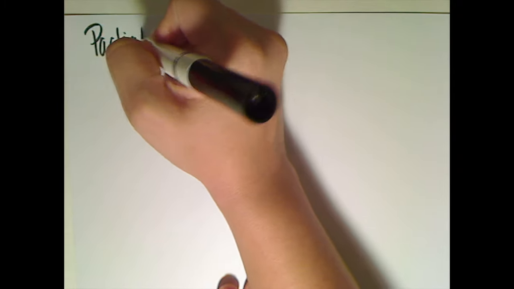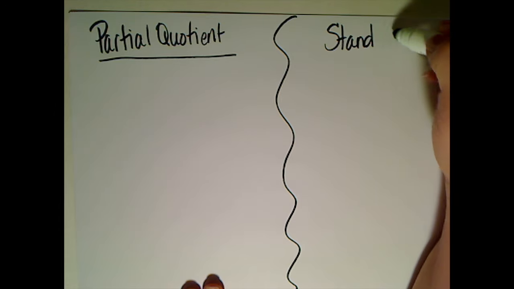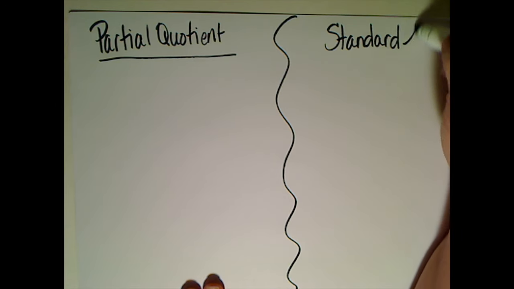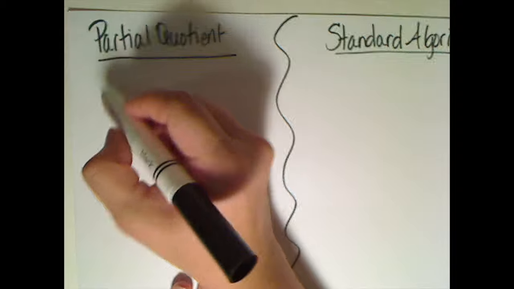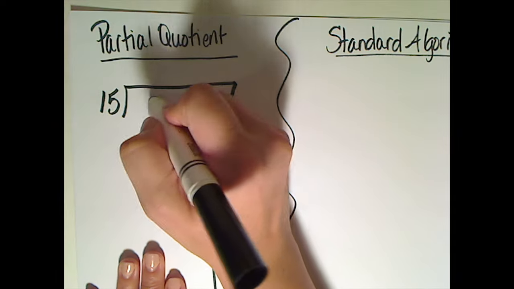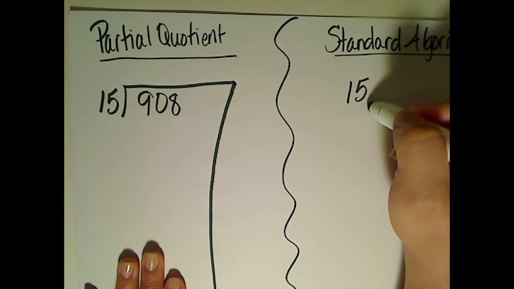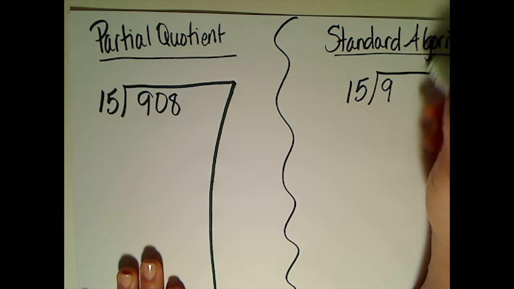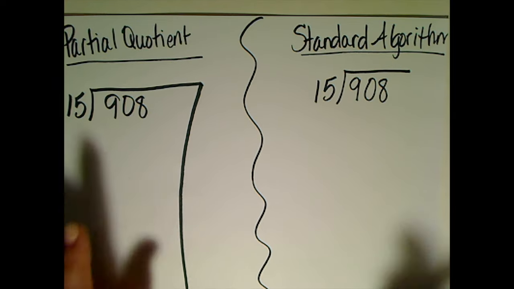We can solve through partial quotient, which we already went through in the computation segment. And we also can solve through, of course, standard algorithm. Okay, guys. Remember, through partial quotient, you are solving for the entire dividend. Okay? You're not going to go by place value as you would here in the standard algorithm.